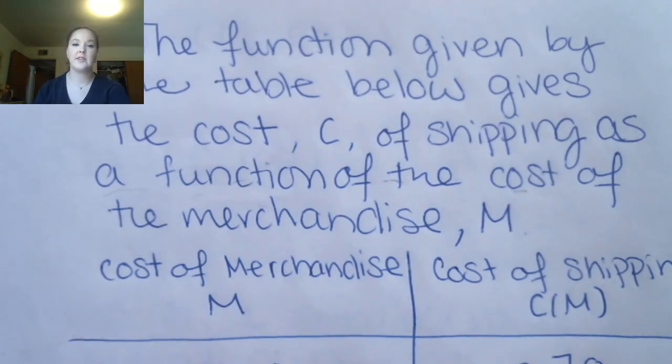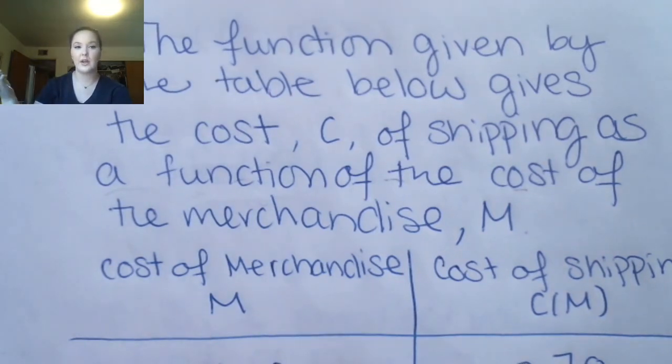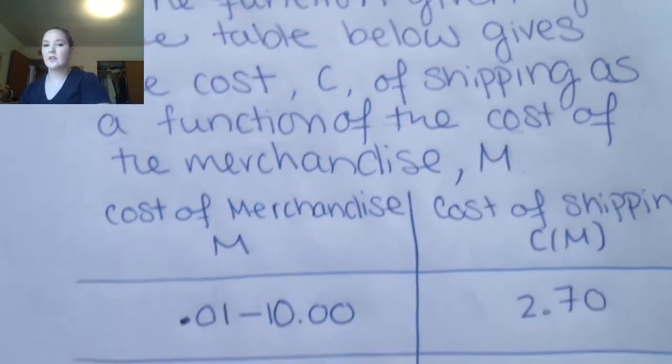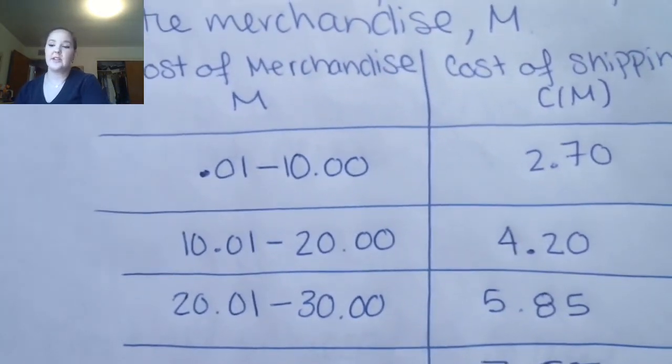So now instead of saying we're writing cost in terms of m, we're saying we're writing cost as a function of m. But it really means the same thing, right? The cost of shipping is the output. The cost of the merchandise is the input. Okay, so let's look. This is a function expressed as a table.